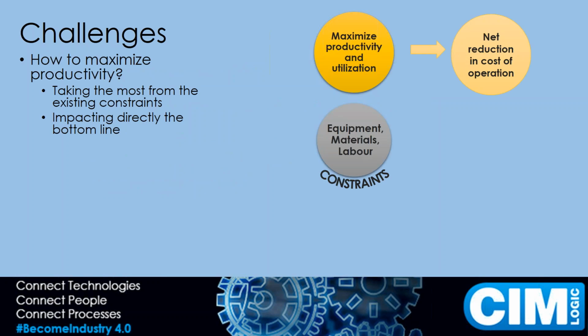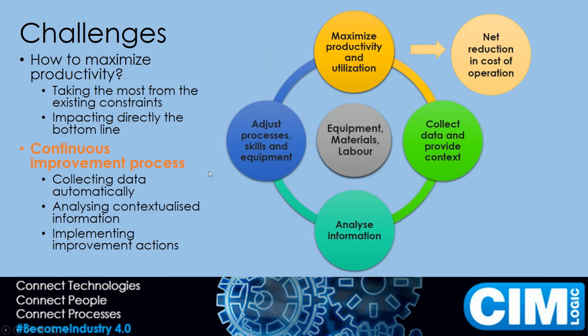So basically, today, one of the major challenges that manufacturing companies face is how to maximize productivity and utilization, with a direct impact on the bottom line. And also having in mind that we have constraints in the manufacturing environment. We have equipment, we have materials, and we have labor constraints. So from our point of view, the only way to really improve is to adopt a continuous improvement process.